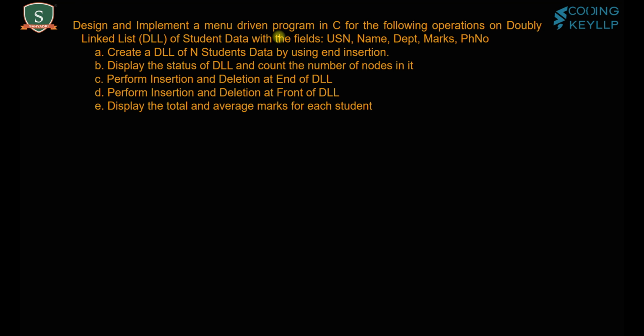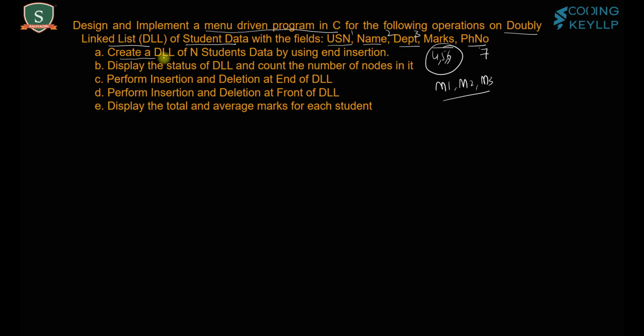Design and implement a menu driven program. Let's talk about this menu driven program in C later. For the following operations on a doubly linked list, we need to implement a doubly linked list of student data, and the fields that they require are USN, name, department, marks and phone number. So in total we have 1, 2, 3, 4, 5, 6 and 7. The reason I mentioned 4, 5, 6 is that we have to store at least 3 marks, M1, M2 and M3. So in total 7 details we need to store.